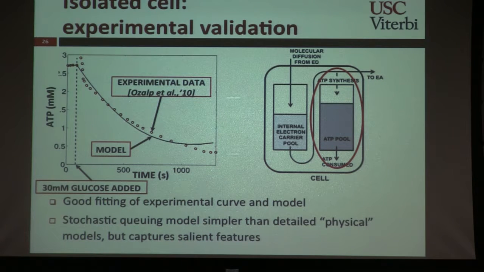So this is experimental data that we've put on. We're taking the experimental data and using that to drive our estimation algorithm, which is going to give us the parameters, and then we're generating what we think the ATP level should be as a function of time if there's an impulse of glucose added at this time.